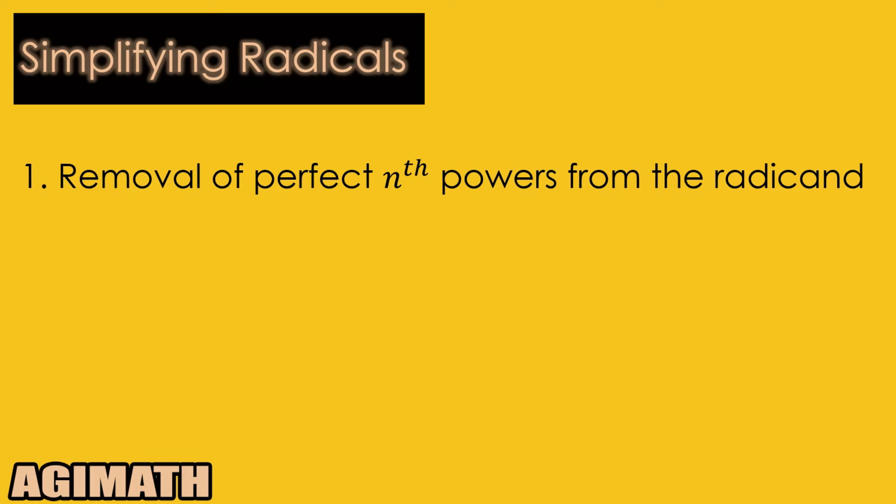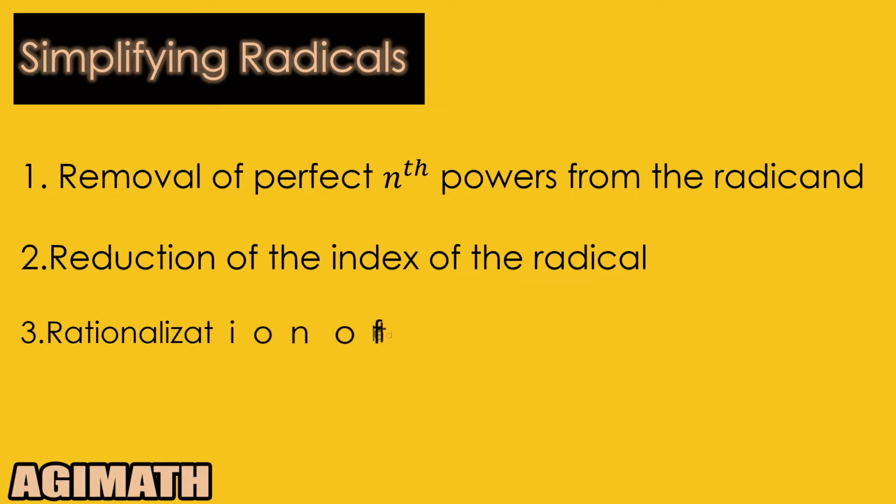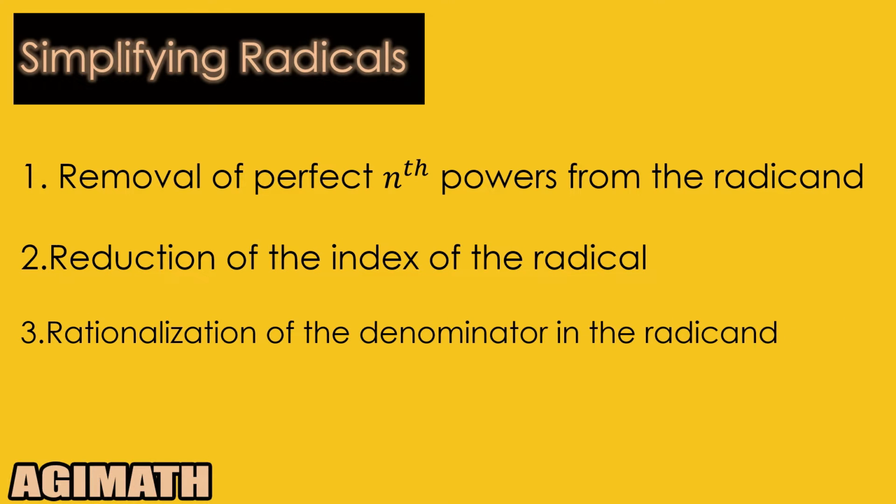First, removal of perfect nth powers from the radicand. So you will understand more about this when I give you examples. Second, reduction of the index of the radical. And third, rationalization of the denominator in the radicand. So rationalization is a new term. Later on, we are going to define what rationalization is.